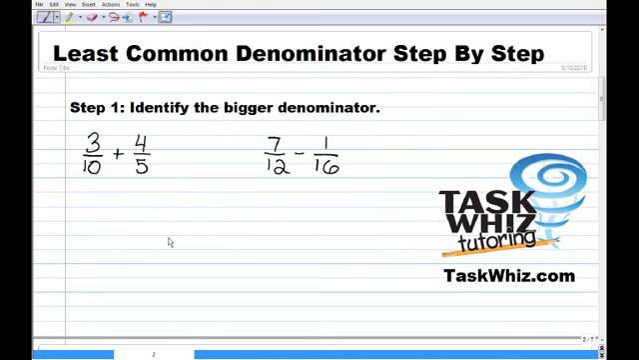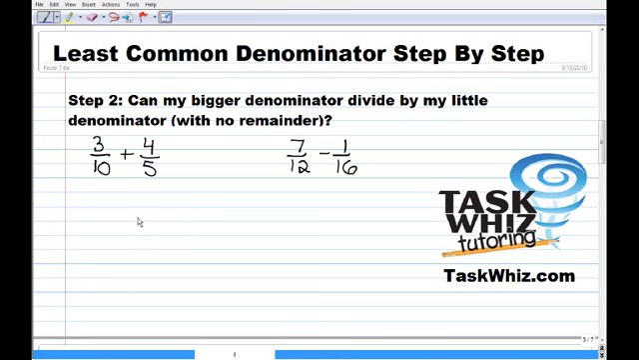The first step, and all of these steps are mental steps that you do until you find your least common denominator, is you identify your bigger denominator. So in our problem 3/10 plus 4/5, the bigger denominator is 10. In our problem 7/12 minus 1/16, the bigger denominator is 16.